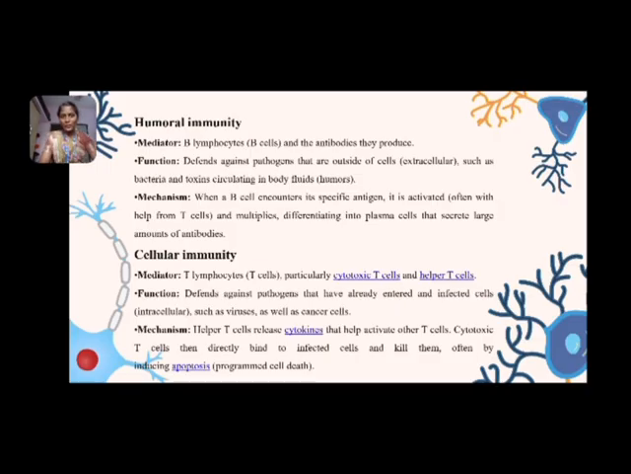So there are two immunities. First, the humoral immunity: the B cells produce the antibodies. The cellular immunity means the T cells produce the antibodies. This is the major difference between humoral immunity and cellular immunity. Both types of immune cells act to fight against pathogens or antigens that enter our body.